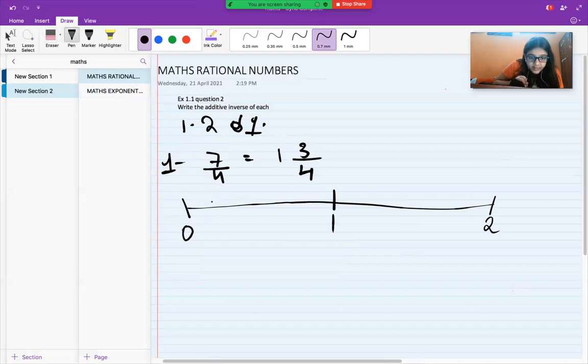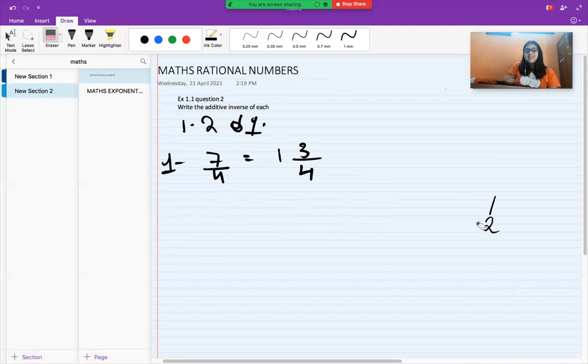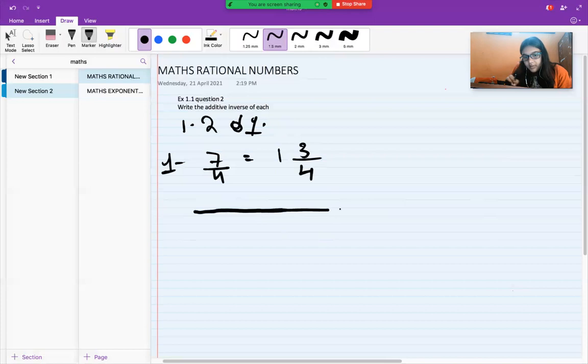Like 1 by 4, 2 by 4, 3 by 4, and this will be 4 by 4. I think the number line is very big, so we are doing it a little small. So let's make it again. I'm so sorry. I'll just take a marker and make the number line again.